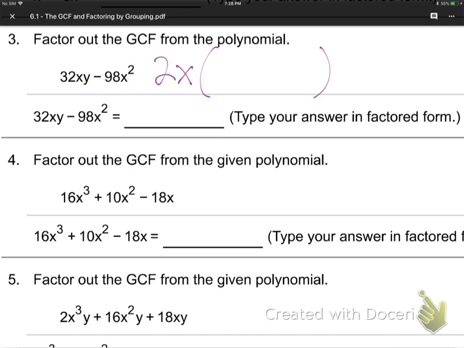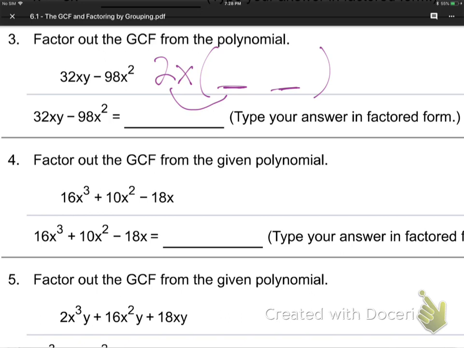Good so far? That makes sense? So I don't take the x squared, I take the x, because that's the lower one. Remember, for the powers, you take the lower power. So now put inside whatever works. Just use your calculator if you're not sure. Find out what would multiply to make it work.